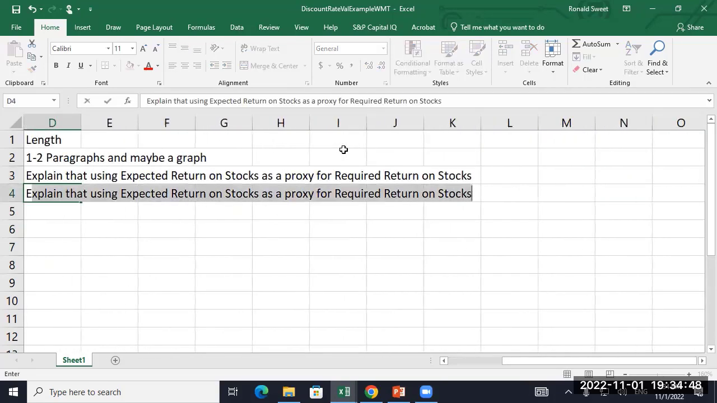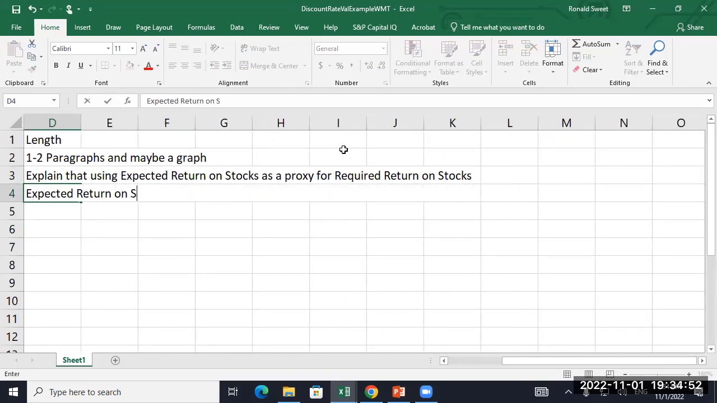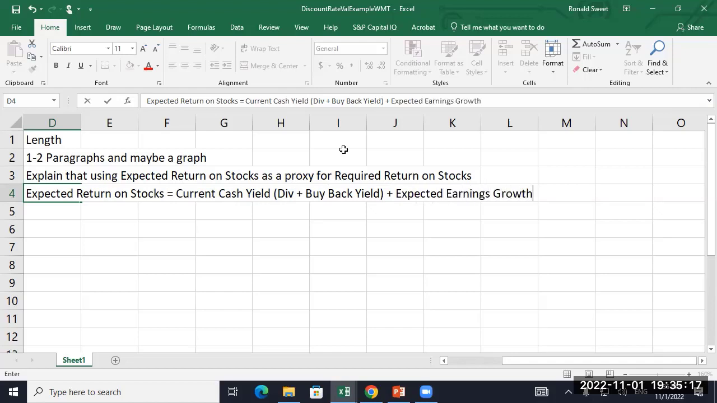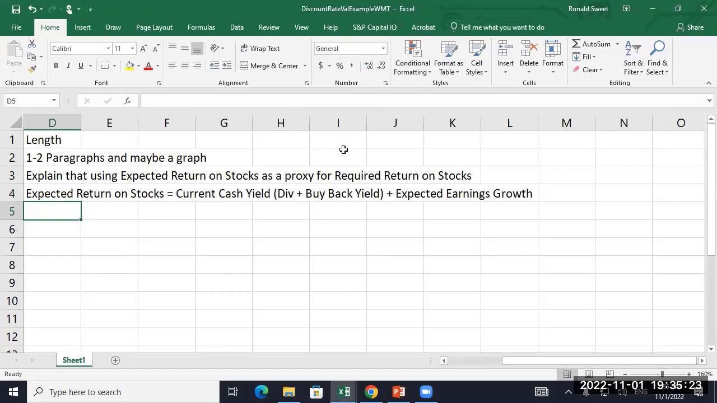And then the next obvious thing is the expected return on stocks equals current cash yield, we'll get into that, that's dividends plus buybacks, plus expected earnings growth. So you have maybe a paragraph on that. What should a stock's expected return be? It should be what's their current cash yield to the stockholders, and then how fast do we expect their earnings to grow?